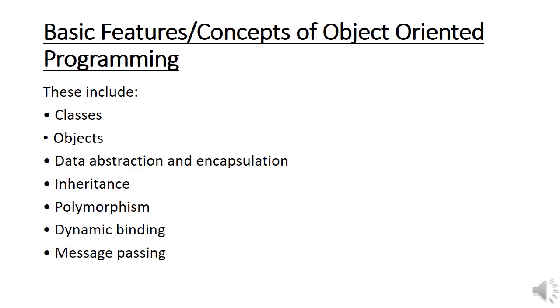Next, we will discuss the basic concepts of object-oriented programming. There are mainly 7 basic concepts we are going to discuss. The first one is class, second is object, third is data abstraction and encapsulation, fourth is inheritance, fifth is polymorphism, sixth is dynamic binding, and the seventh is message passing. We will see them one by one in detail with examples.